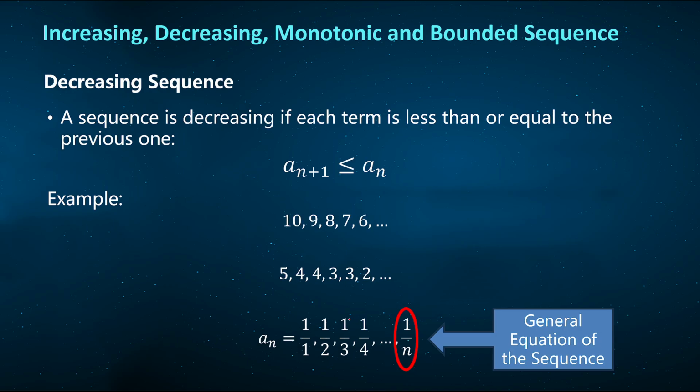Next, so we have also the decreasing sequence. And when we say decreasing sequence, each term from the sequence decreases. Okay, for example, we have our first term, which is 10, and its next term is 9. Okay, it decreases. Okay, another example, so we have 5, 4, 4, 3, 3, 2.